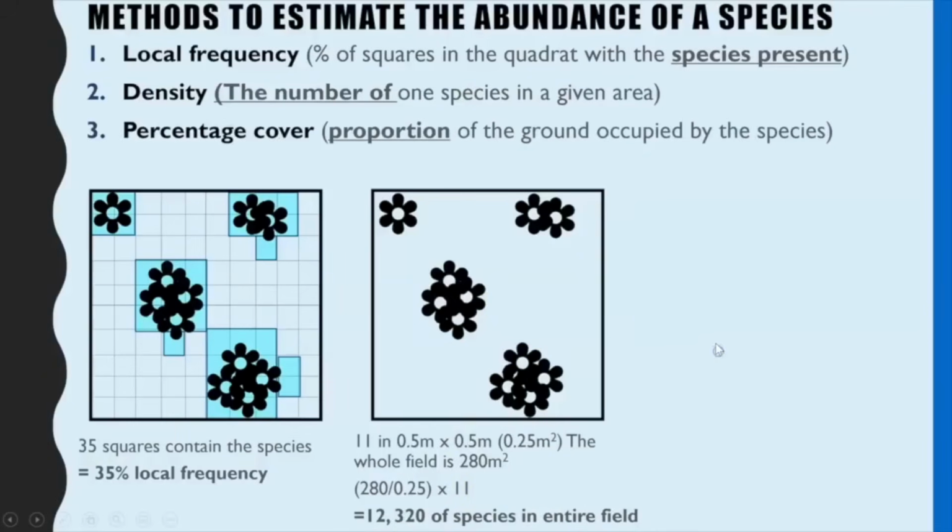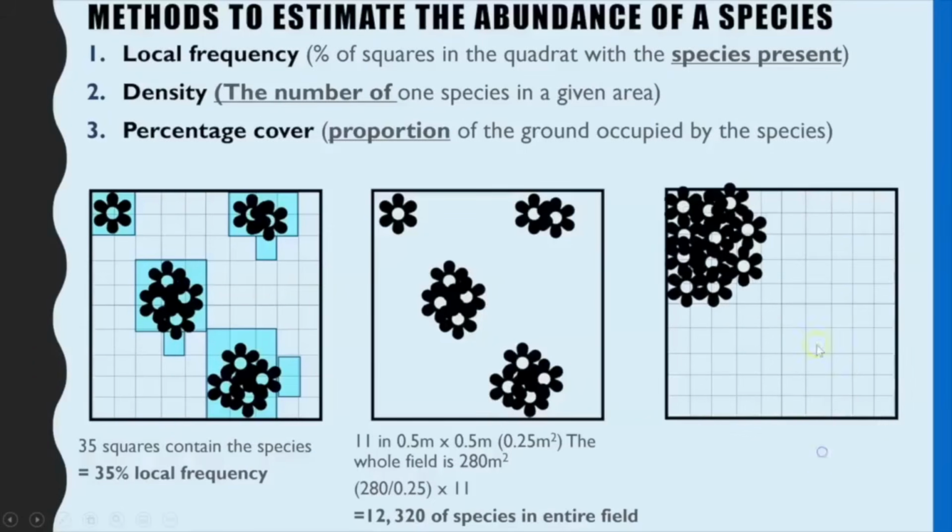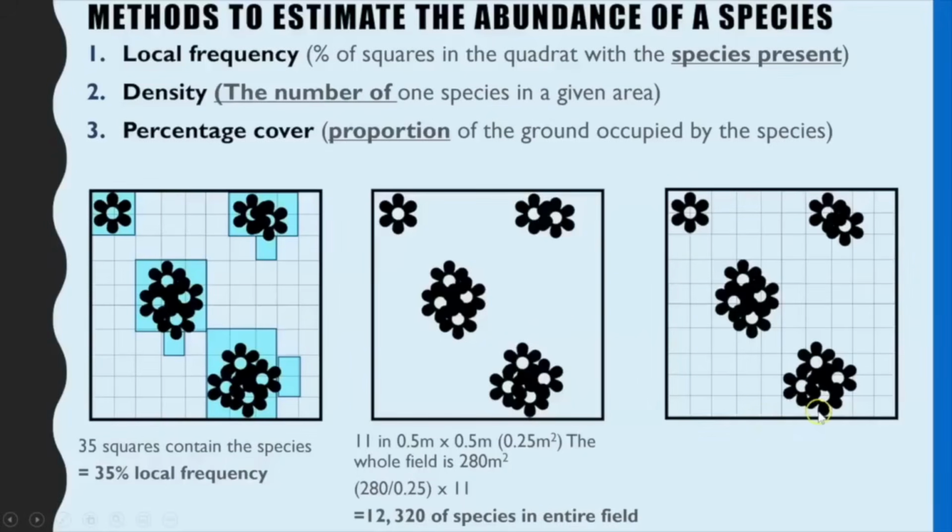Final method is the percentage cover. And this one is where you would have to estimate how many full squares out of the 100 are completely covered by the daisy. And to be able to do that, you have to be able to visualize and estimate, if you were to squash all of those plants together, how many full squares are covered. So it is quite tricky.